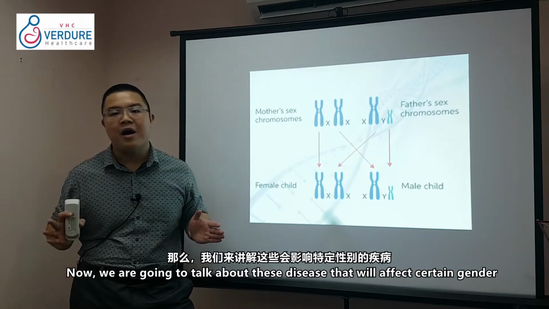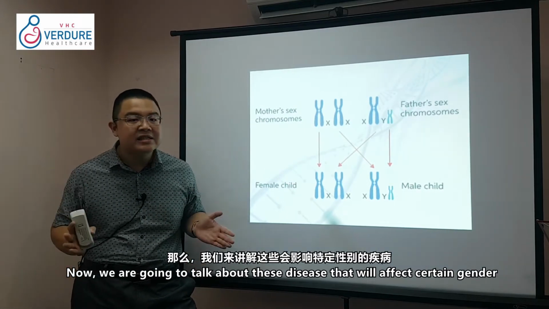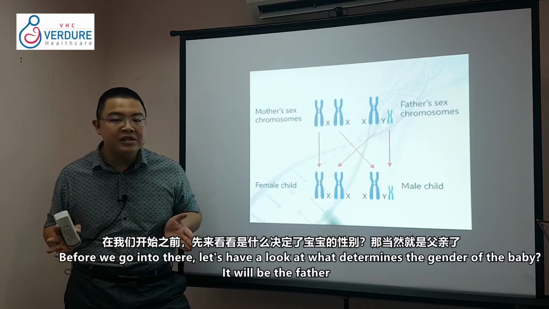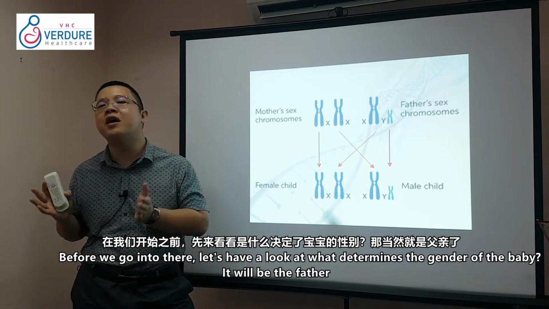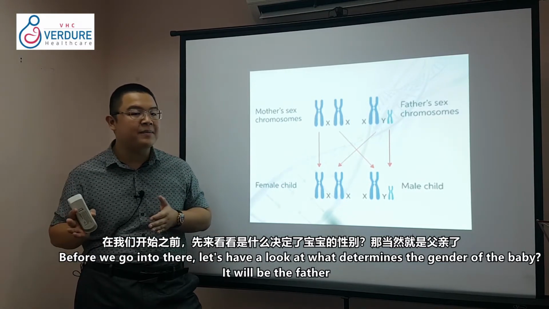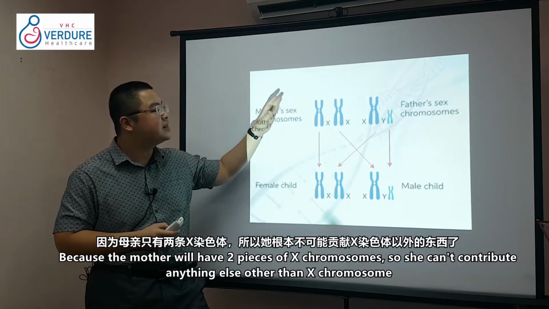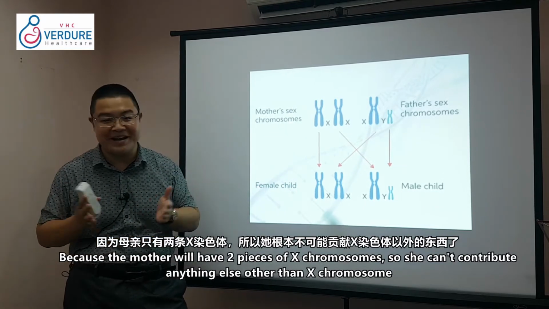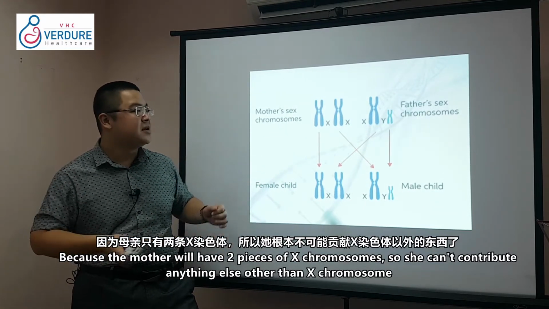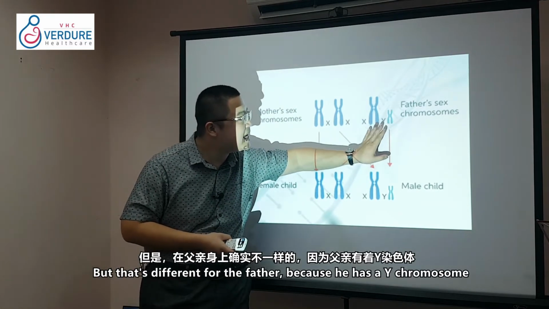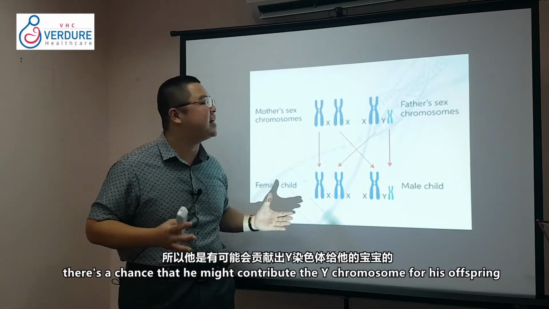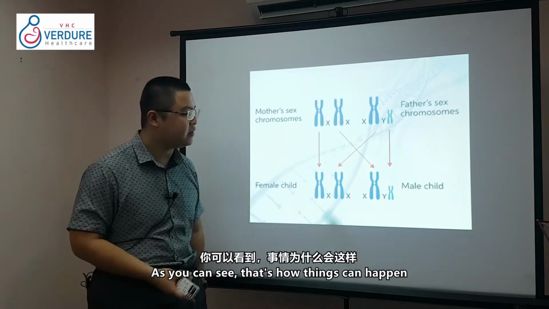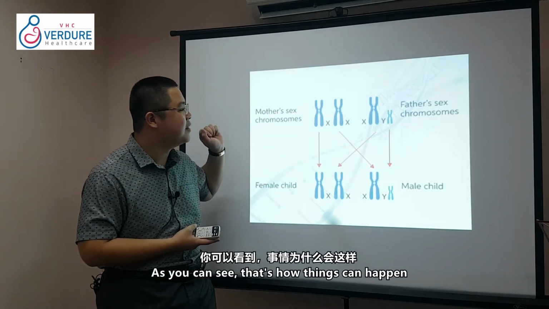Now we're going to talk about these diseases that will be affecting a certain gender. But before we go into that, let's have a look at what determines the gender of the baby. It will be the father, because the mother has 2 pieces of X chromosome, so she can't contribute anything other than an X chromosome. But that's different for the father, because he has the Y chromosome, so there is a chance that he might be contributing the Y chromosome to his offspring.